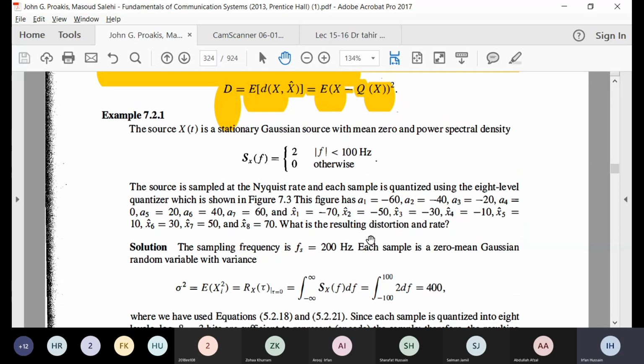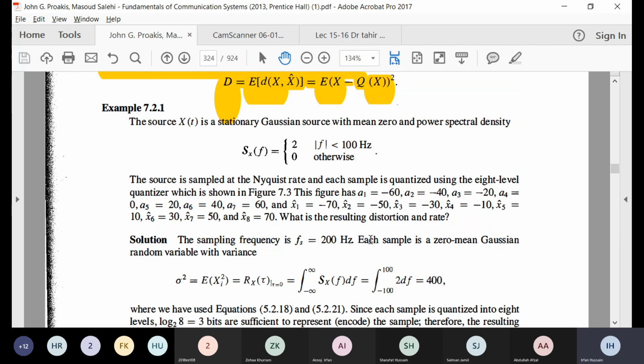A good example. Here we say that x is a stationary Gaussian source, which we studied in chapter 5, with zero mean and this power spectral density. You can see the power spectral density extends from minus 100 Hz to plus 100 Hz, and the height is 2. The signal is a random process, a low pass signal from minus 100 to plus 100.